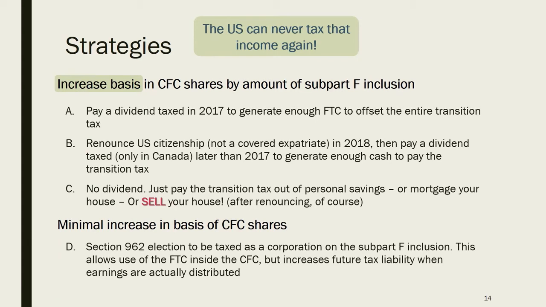And the gain is less because the basis is increased by the amount of the income that's already been taxed by the U.S., specifically the previously taxed income, correct? Exactly. That's how it works.